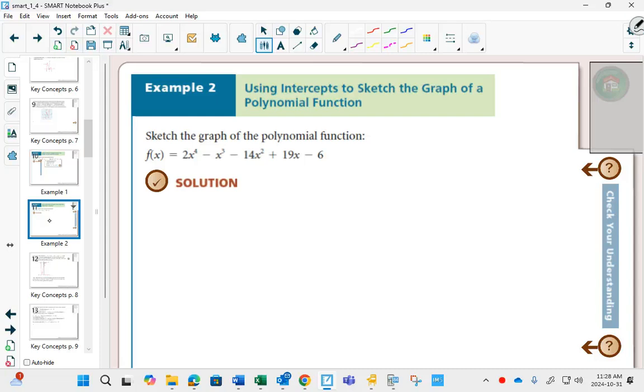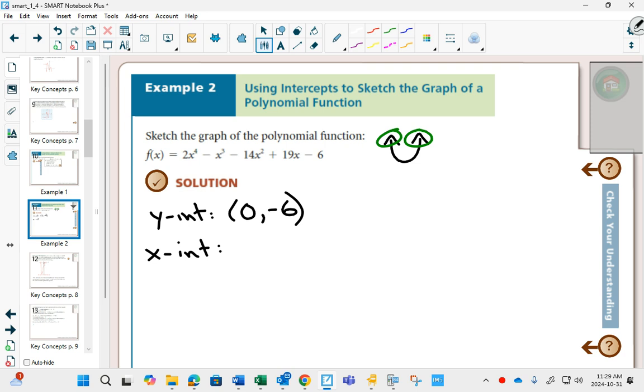First of all, you see that it's even and it's a positive leading coefficient, so we know that our end behavior looks like this. We need to find our x-intercepts and y-intercept. The y-intercept is the easy one. And you see that if you plug in 0 for x, this will be 0 plus 0 plus 0 plus 0 minus 6. Your y-intercept is at (0, -6). But to find your x-intercepts, you have to factor.